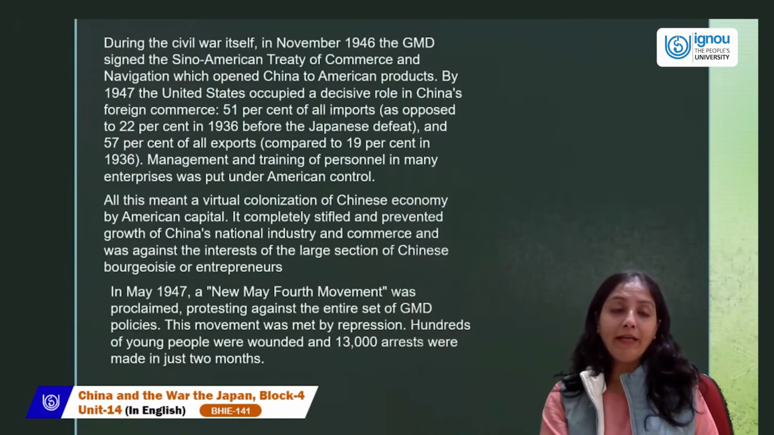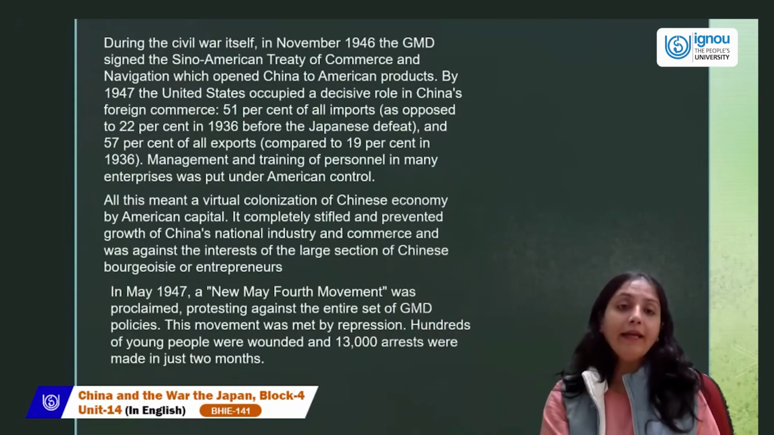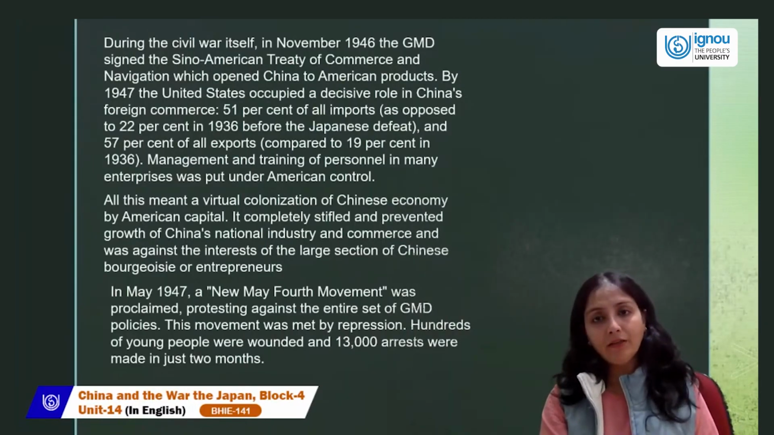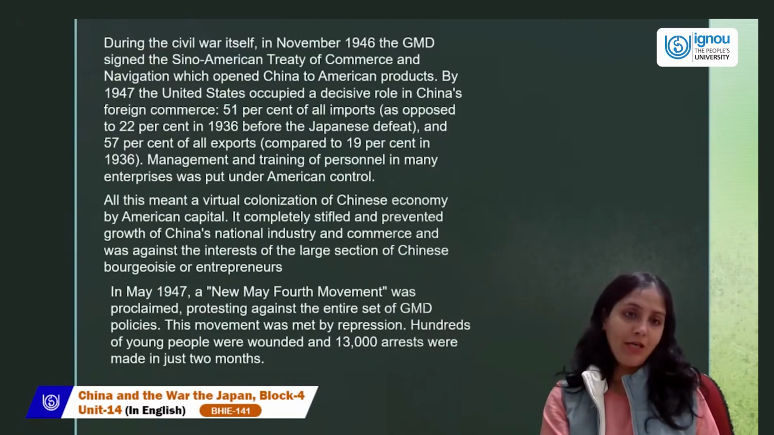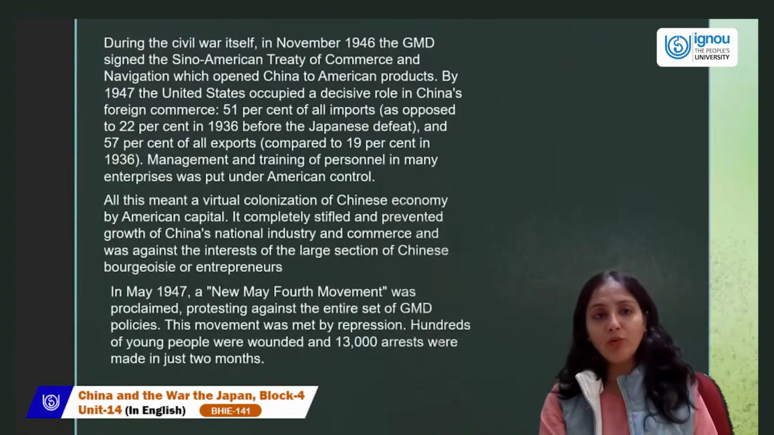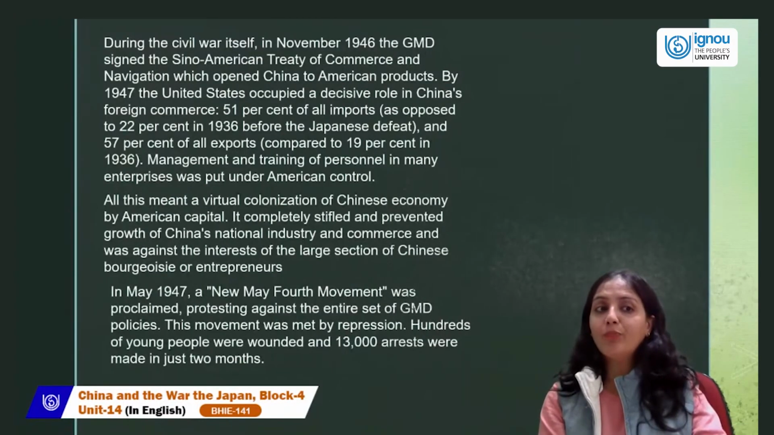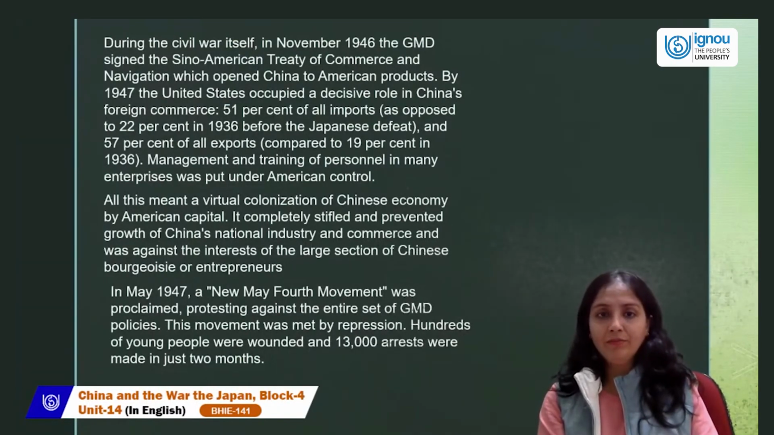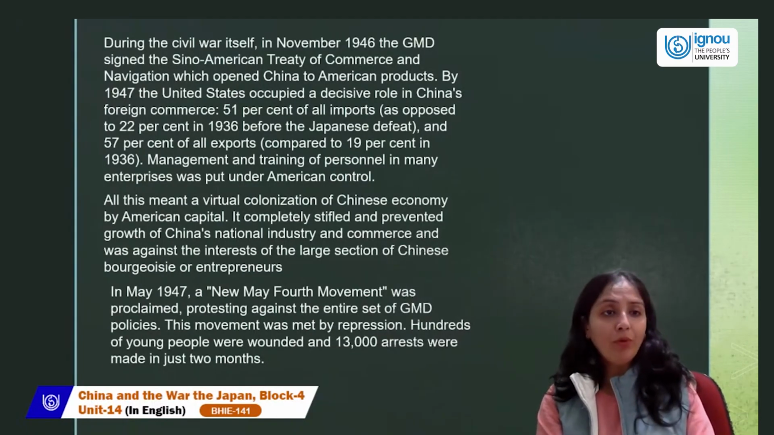If we want to see the economy of any country, then we should see the exports of that particular country. And what is the export? 57% of exports from China. That is the main thing. 51% of all imports, 57% of all exports.